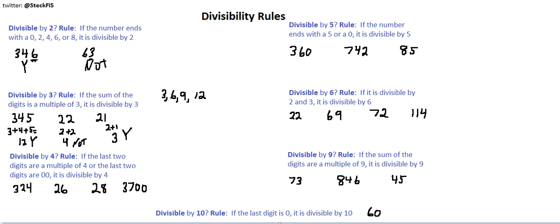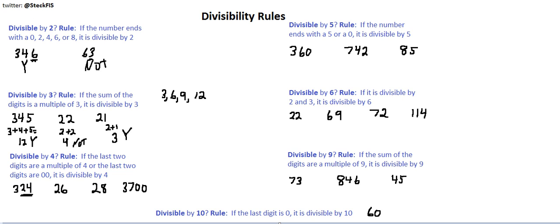Divisible by 4. If the last two digits of a number are a multiple of 4, or the last two digits are 0, 0, it is divisible by 4. So let's look here. I have 324, but I'm only concerned with the last two digits, 24. Are the last two digits a multiple of 4?